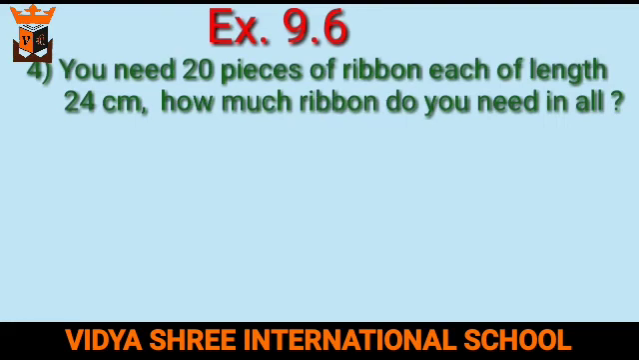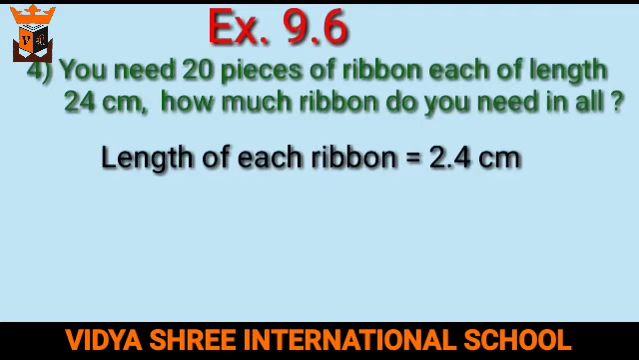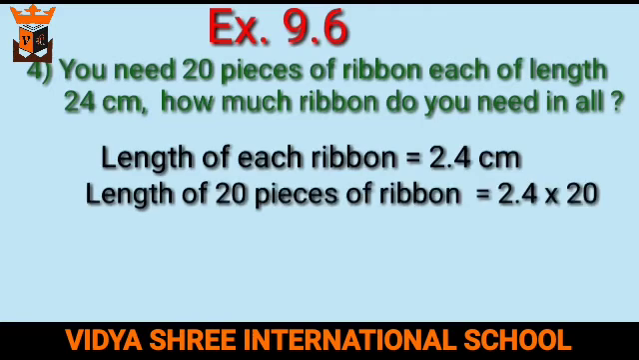Fourth question is, you need 20 pieces of ribbon, each of length 2.4 cm. How much ribbon do you need in all? So here the length of each ribbon is given 2.4 cm, and we have to find the length of 20 pieces of ribbon. So we will find it by multiplying 2.4 by 20, and after multiplying we get 48 cm is the length of 20 pieces of ribbon.